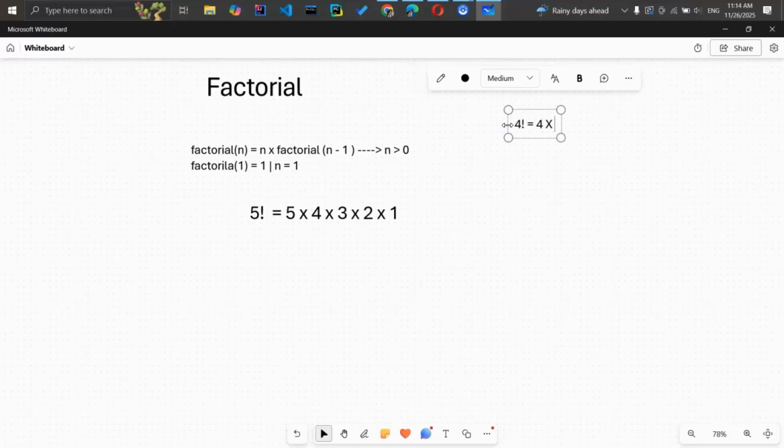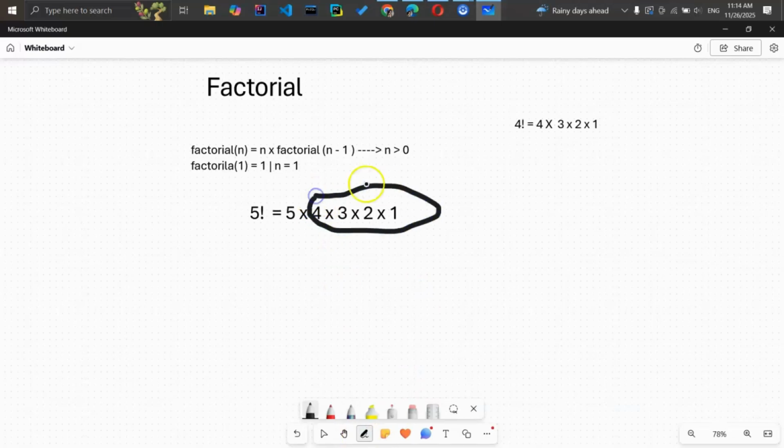4, 3, 2 and 1, right? Like this. We can represent factorial 4 like this, right? Instead of this part, we can use factorial 4, right? Like this.